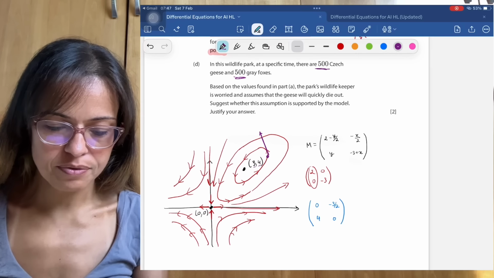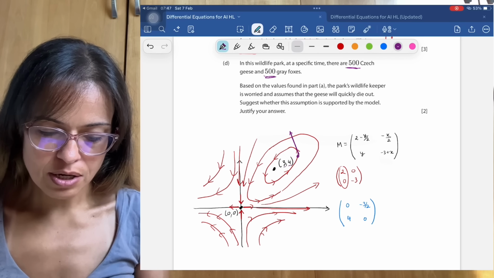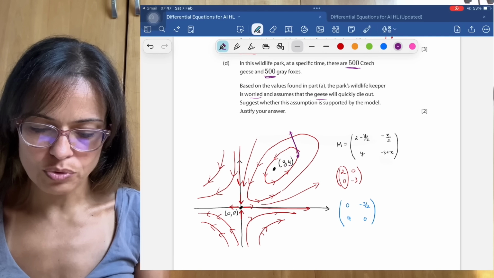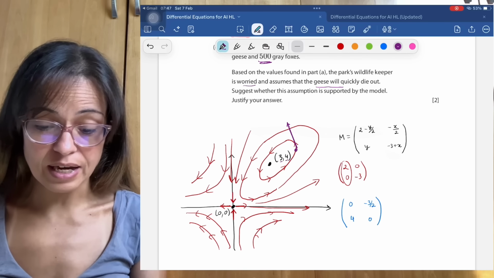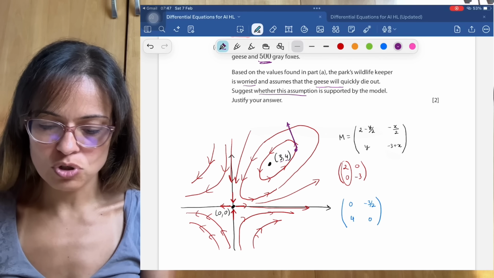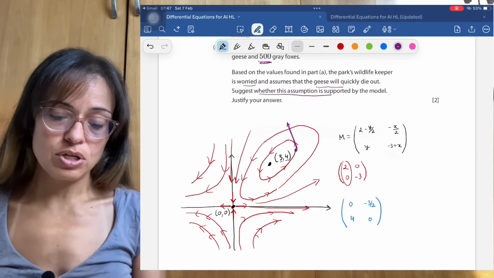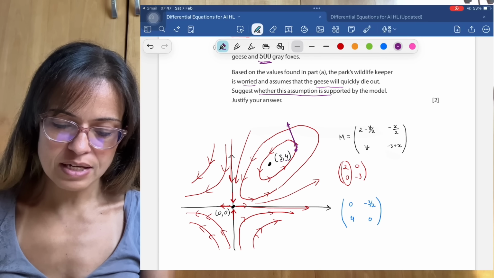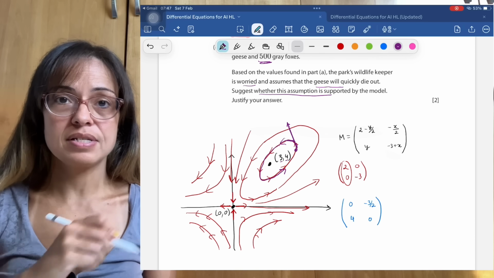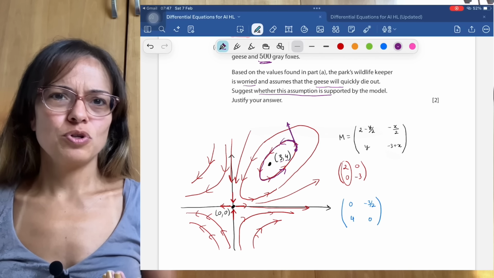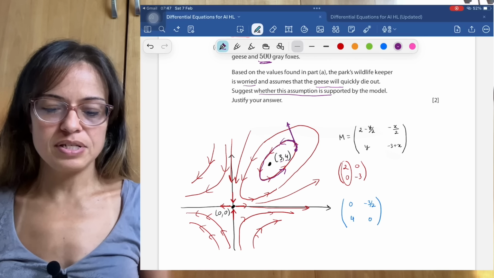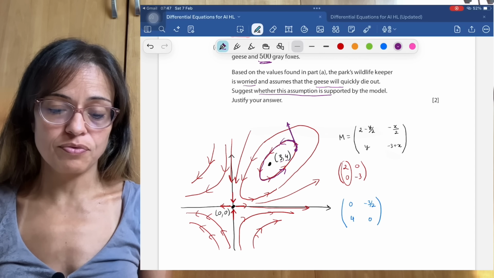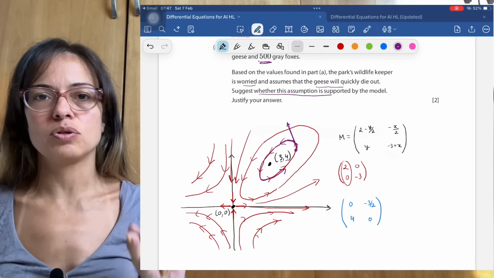Question is, at these initial conditions, he is worried and assumes that the geese will quickly die out. The geese was Y, right? No, the geese was X. Suggest whether this assumption is supported by the model. I don't think so, because the X is going to the left, but it is going to go back up again at some point. This is a thing that goes around and round. So that's what you were supposed to say in this question. The population of geese is currently decreasing, but it is not going to decrease forever because it is in a trajectory that goes around.